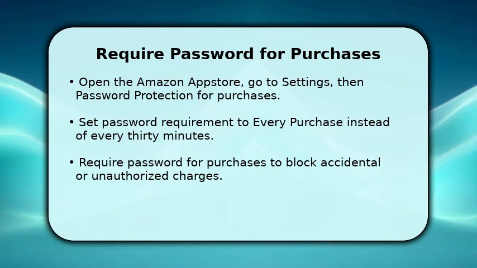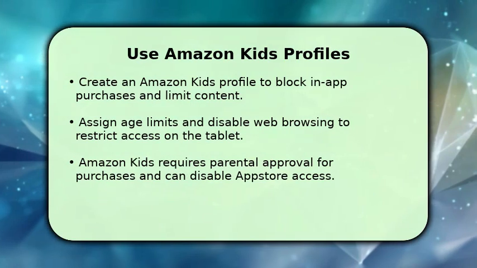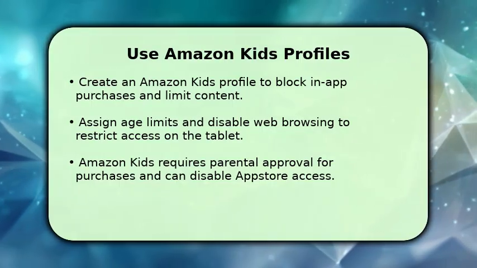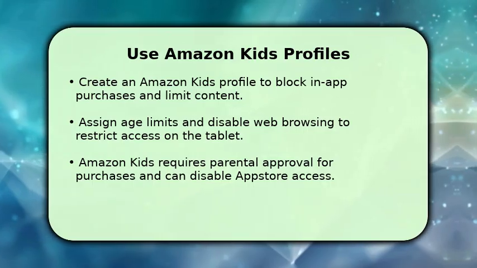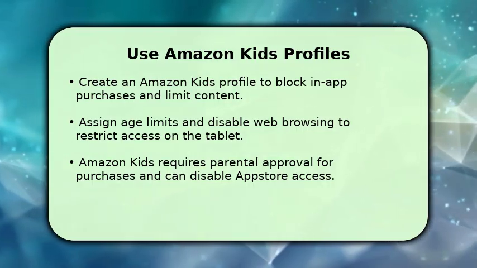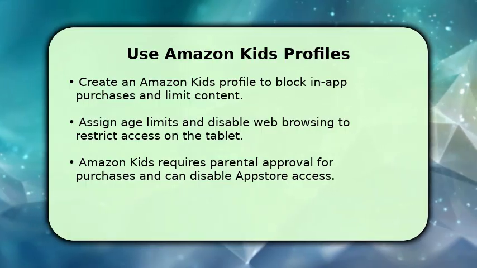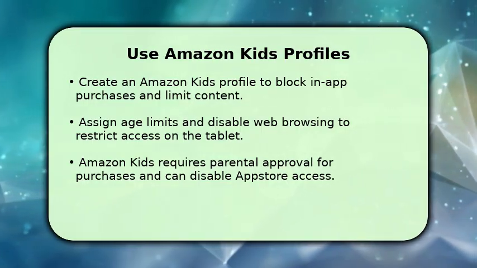Open Settings and choose Profiles and Family Library to add an Amazon Kids profile. Create a child profile and set age limits to automatically filter apps and content. In the profile settings, disable web browsing and turn off in-app purchasing to prevent charges.